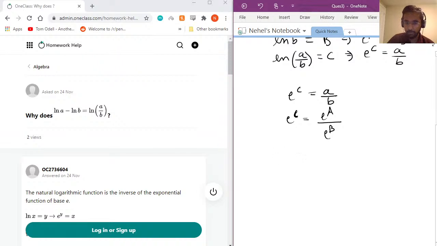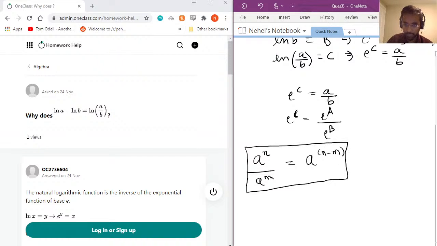So the next step would be, if we remember the property of exponents. So let's say we have any number a to the power of n divided by the same number a to the power of m, we can say this is equal to a to the power of n minus m. So that's the property of exponents. So we can apply this property to this equation here, and we would get e to the capital C is equal to e to the capital A minus B.